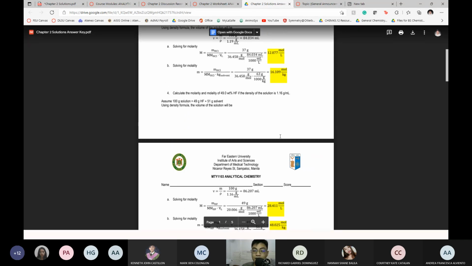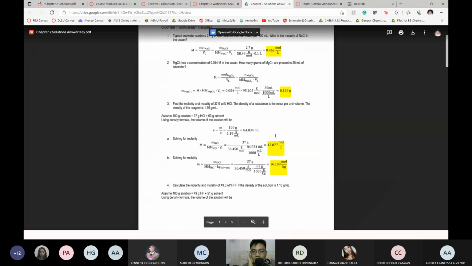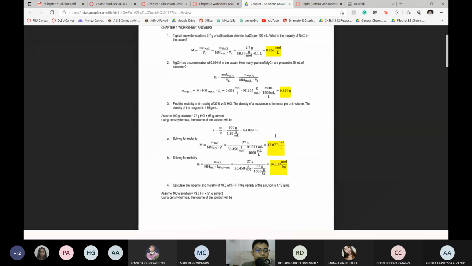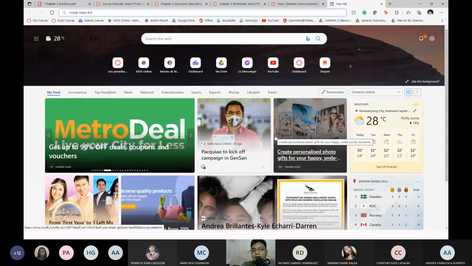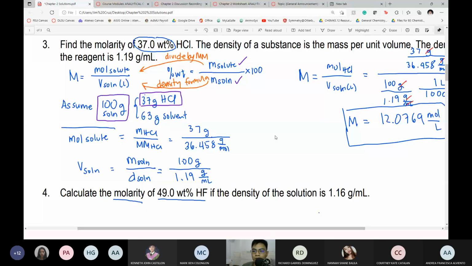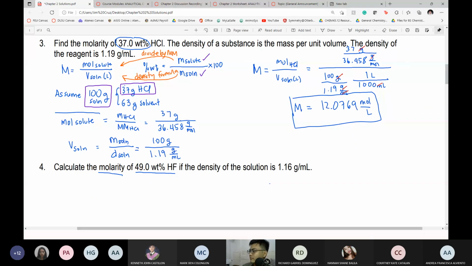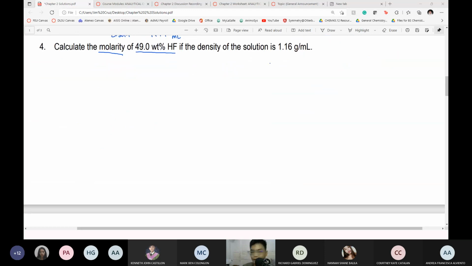Percent weight and mass percent, same lang sila. Kasi interchangeable sa chemistry yung weight and mass. Okay. Sa physics, hindi sila interchangeable. But in chemistry, pwede sila pagpalitan. Okay? So, pag may nakita kayo percent weight, percent mass din yan. Same lang. Okay? So, again, you can answer number 4 pero in your own time na lang.